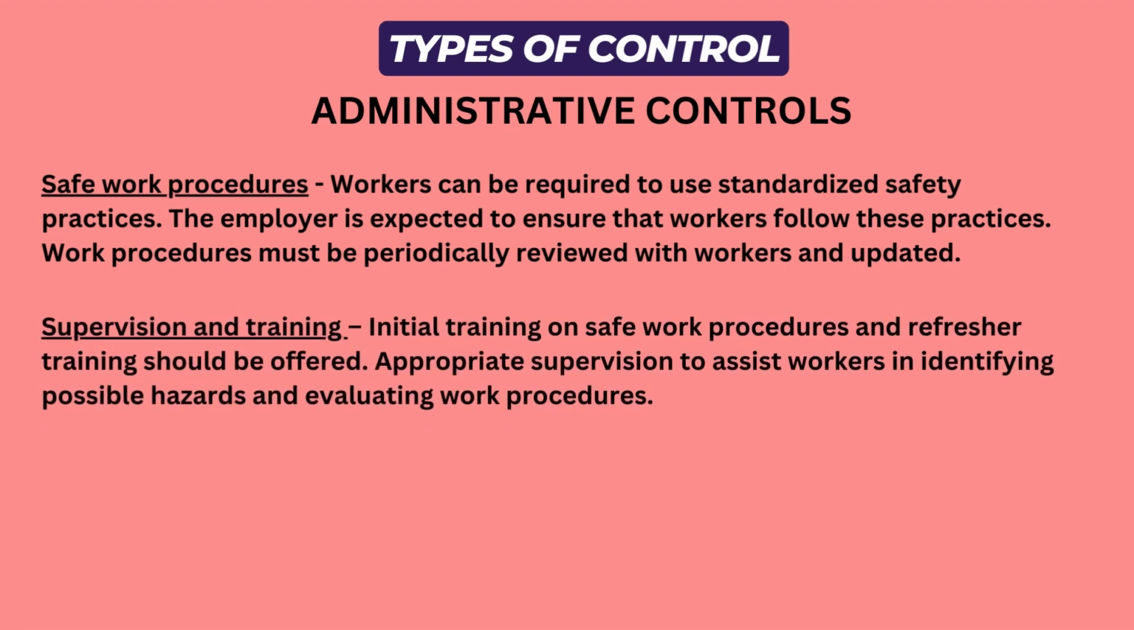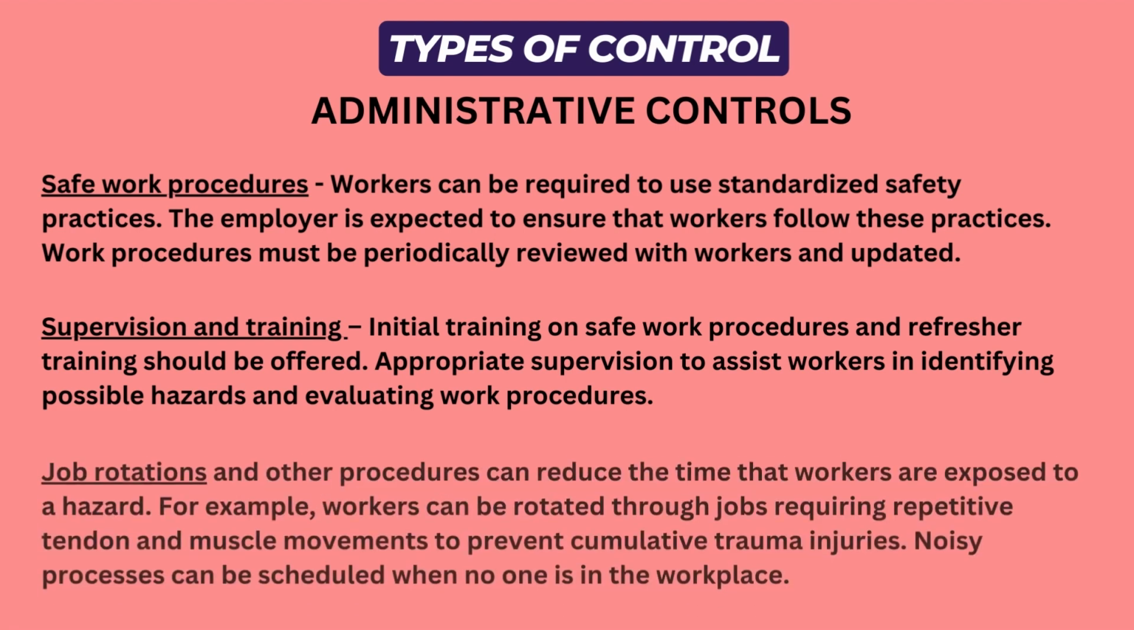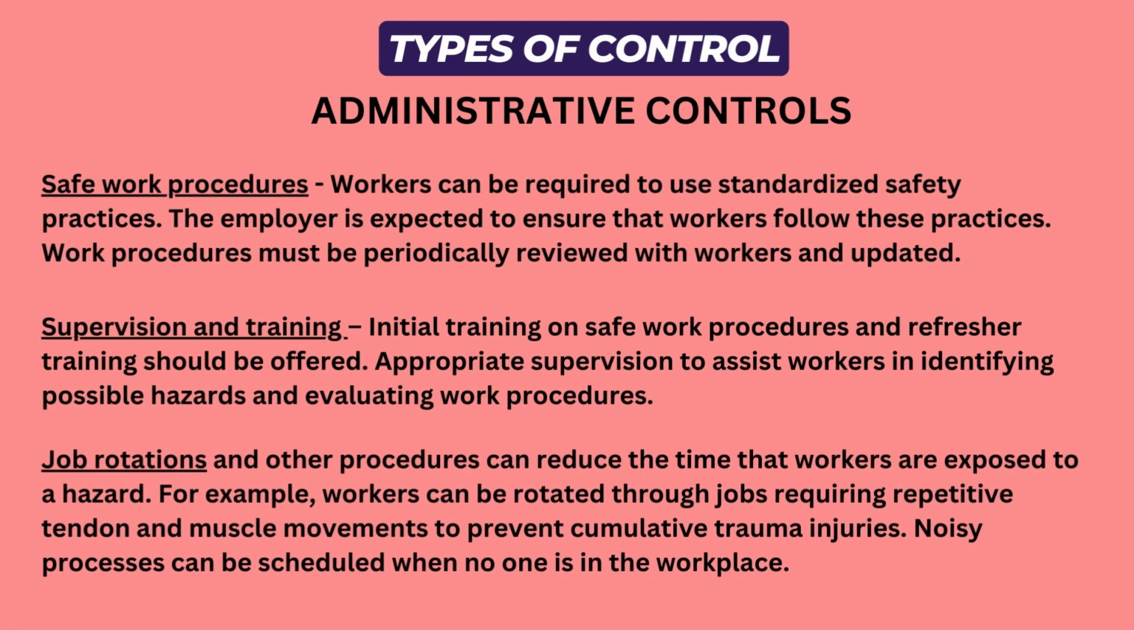Then next is supervision and training. Initial training on safe work procedures and refresher training should be offered. Appropriate supervision to assist workers in identifying possible hazards and evaluating work procedures. Job rotations and other procedures can reduce the time that workers are exposed to a hazard. For example, workers can be rotated through jobs requiring repetitive tendon and muscle movement to prevent cumulative trauma injuries. Noisy processes can be scheduled when no one is in the workplace.